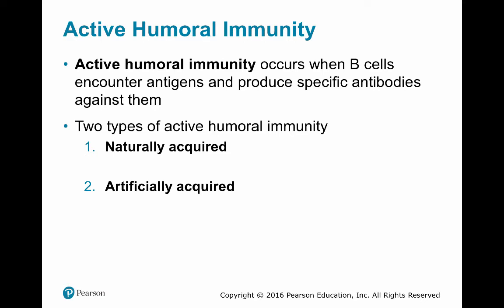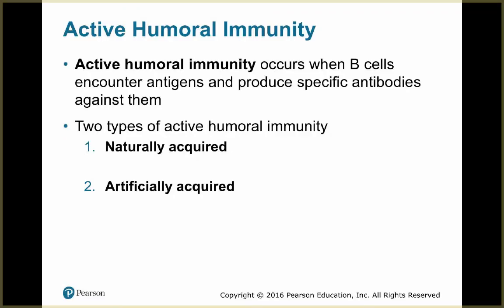And we are getting close here. So let's talk about active humoral immunity. This occurs when B cells encounter antigens and produce specific antibodies against them. There are 2 types: naturally acquired and artificially acquired. Naturally acquired means that you've encountered it, you've actually formed antibodies in response to an actual bacterial or viral infection.